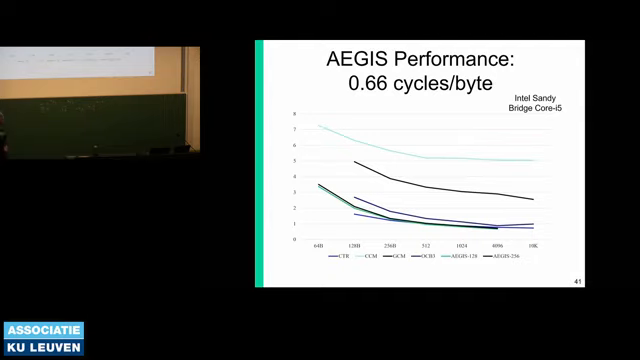If you use CCM, so this is counter mode with CBC-MAC, you see if you have short messages, it's 7 cycles per byte, and for long messages, it goes down to 5 cycles per byte. This is why nobody likes CCM.